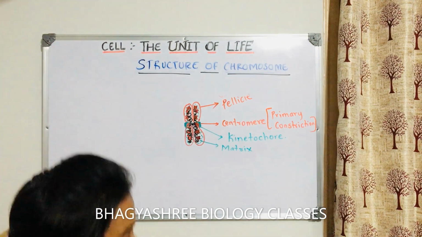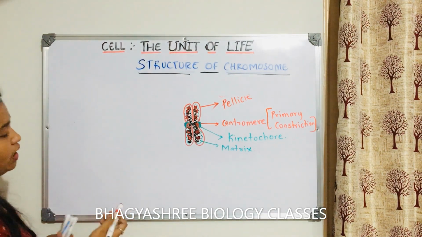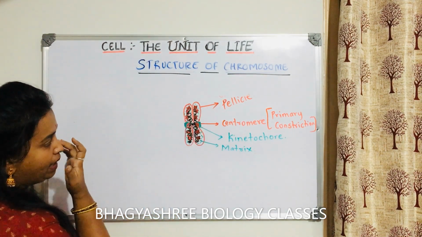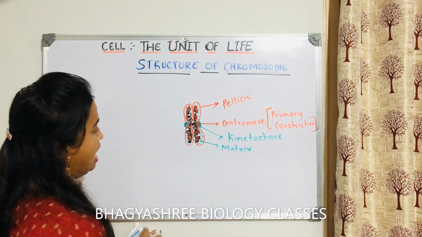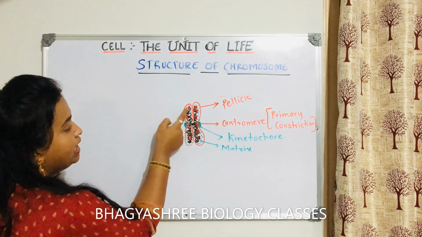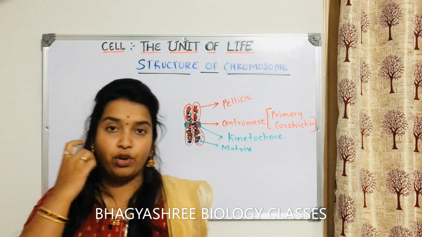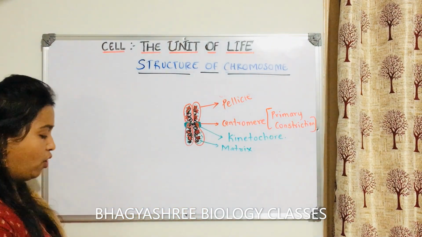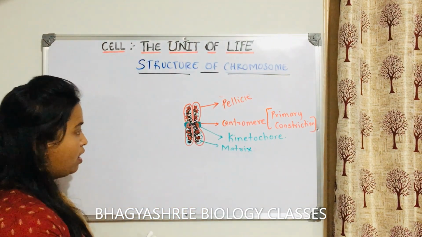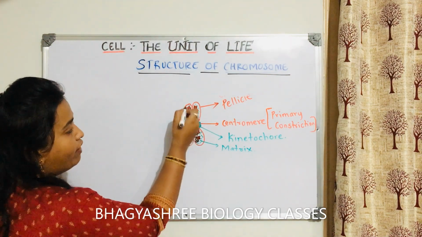Okay, what we have done now? Fine. So here what you can see is we have done extra about pellicle, centromere, kinetochore, matrix. Then these structure now, the DNA, it is highly condensed form what you are seeing here. So this is called chromonemata. The highly condensed DNA you are finding here.